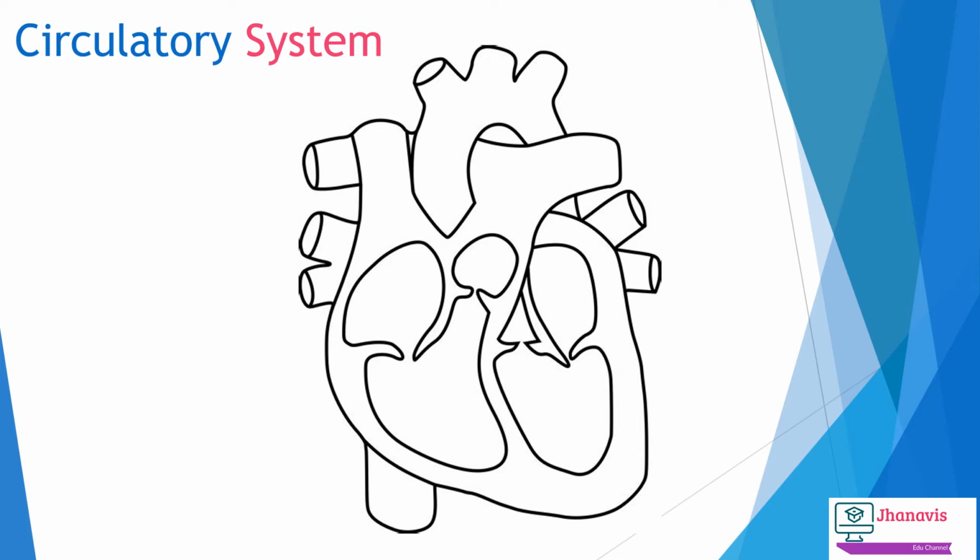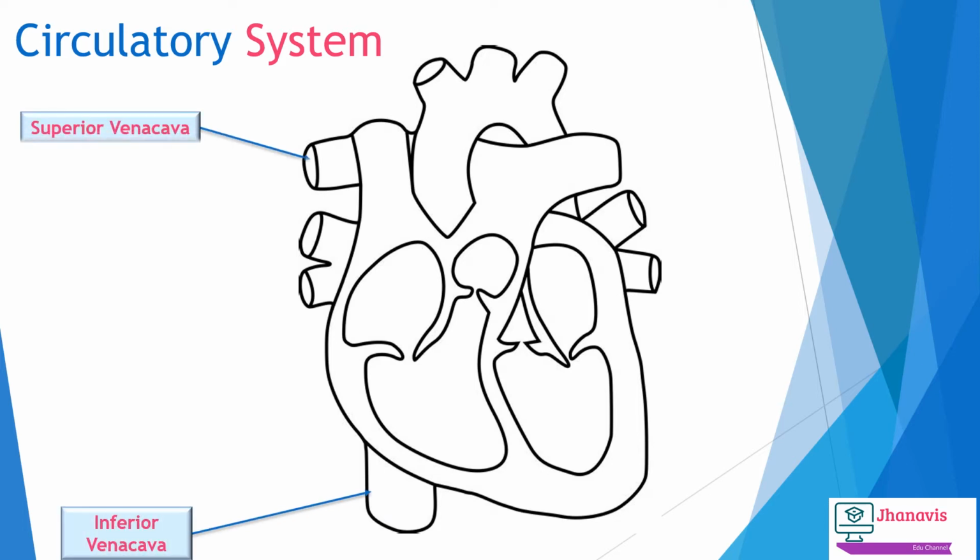See, here is the heart. This is the structure of the heart. Remember, what is here is called the inferior vena cava. What is here is called the superior vena cava. The superior vena cava will collect the deoxygenated blood from the anterior parts. That means the topmost part of the body.